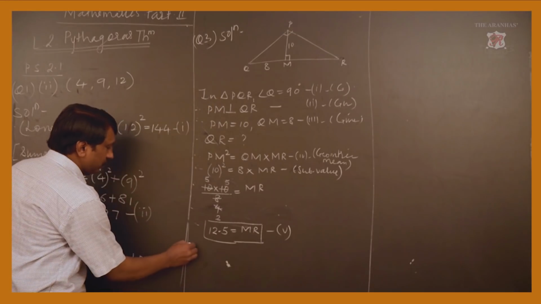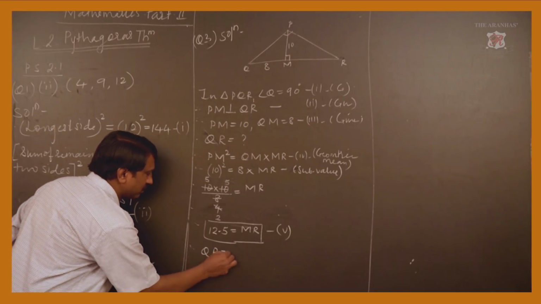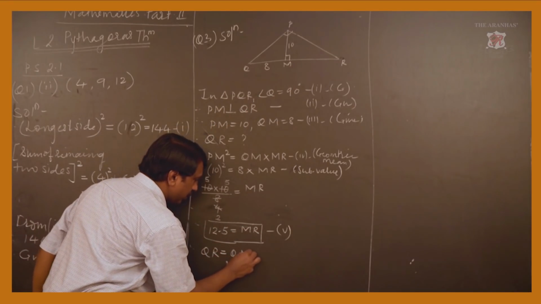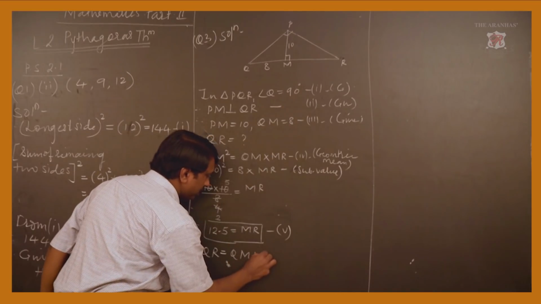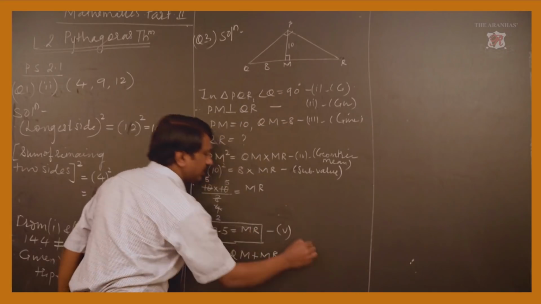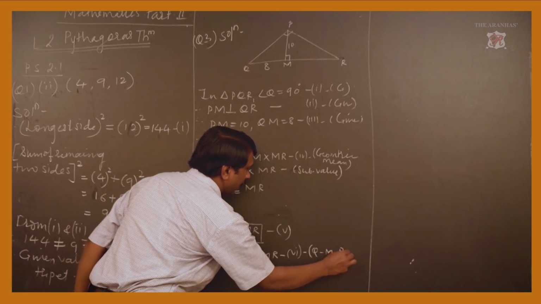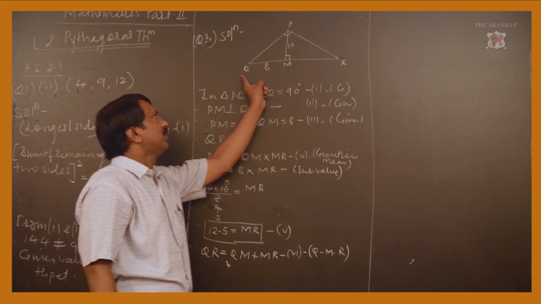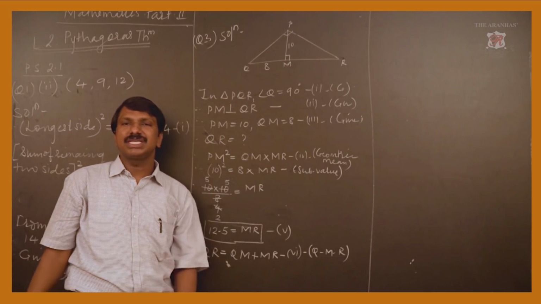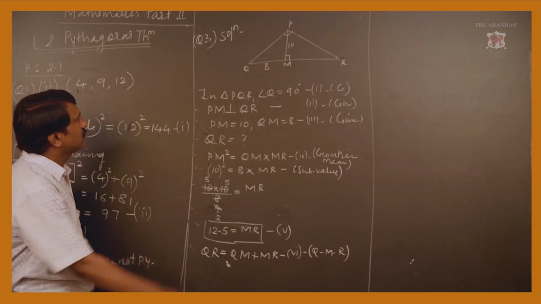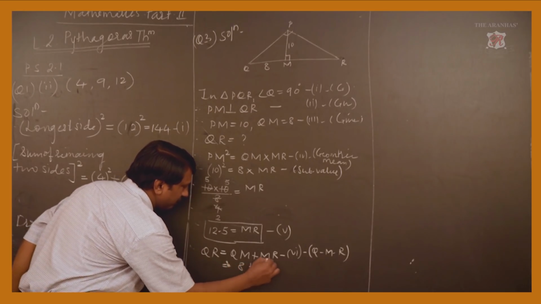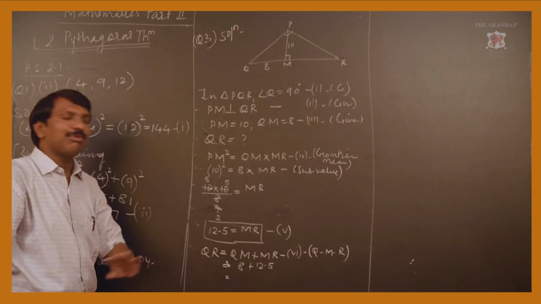Now we will find the value of QR. QR is equal to, using the betweenness concept, QM plus MR. This is the sixth step, and write the reason here: M is between Q and R. With the help of the geometric mean, we already got the value of MR, which is 12.5. Now substitute. QM is 8, so 8 plus 12.5 is equal to, very important this.